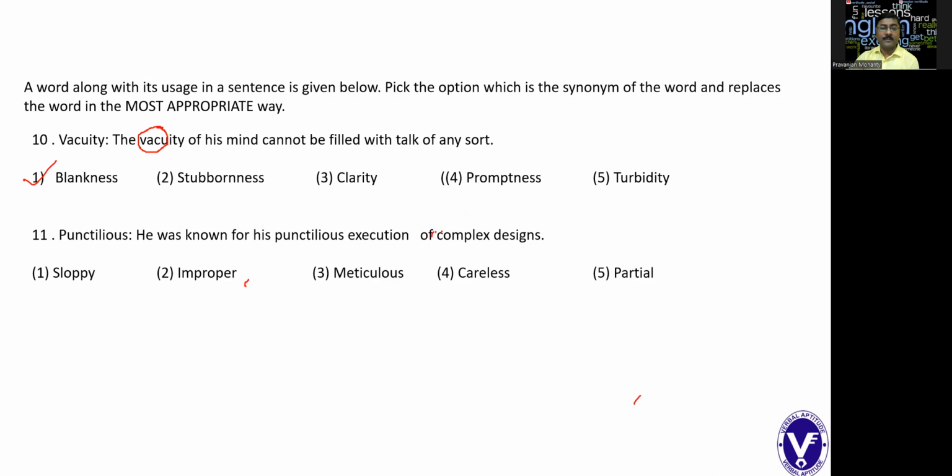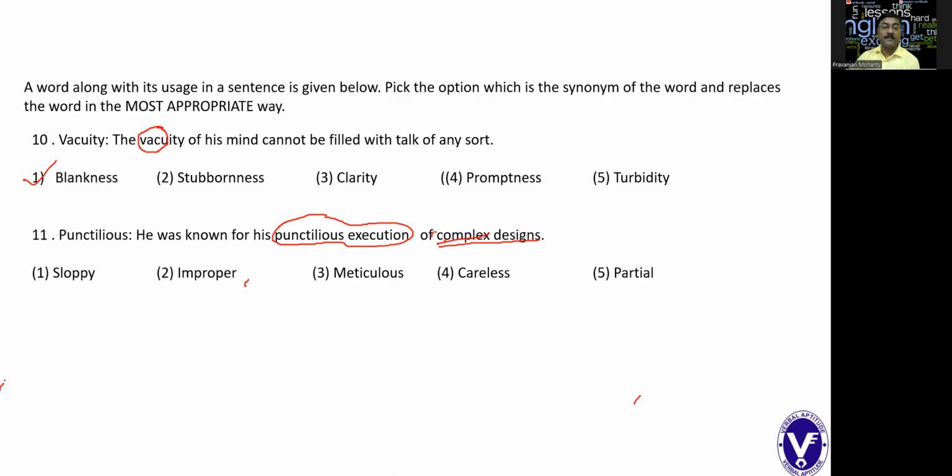Then the next one, punctilious. He was known for his punctilious execution of complex designs. Now it says punctilious execution of complex design. So when it talks about complex designs, it has to be something good, something positive.